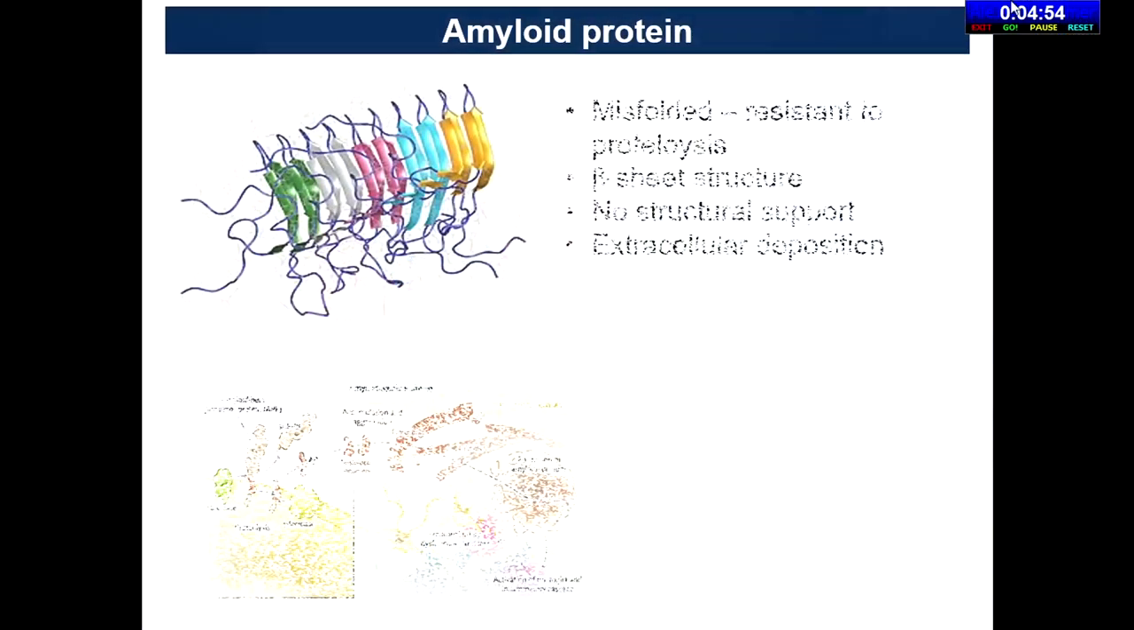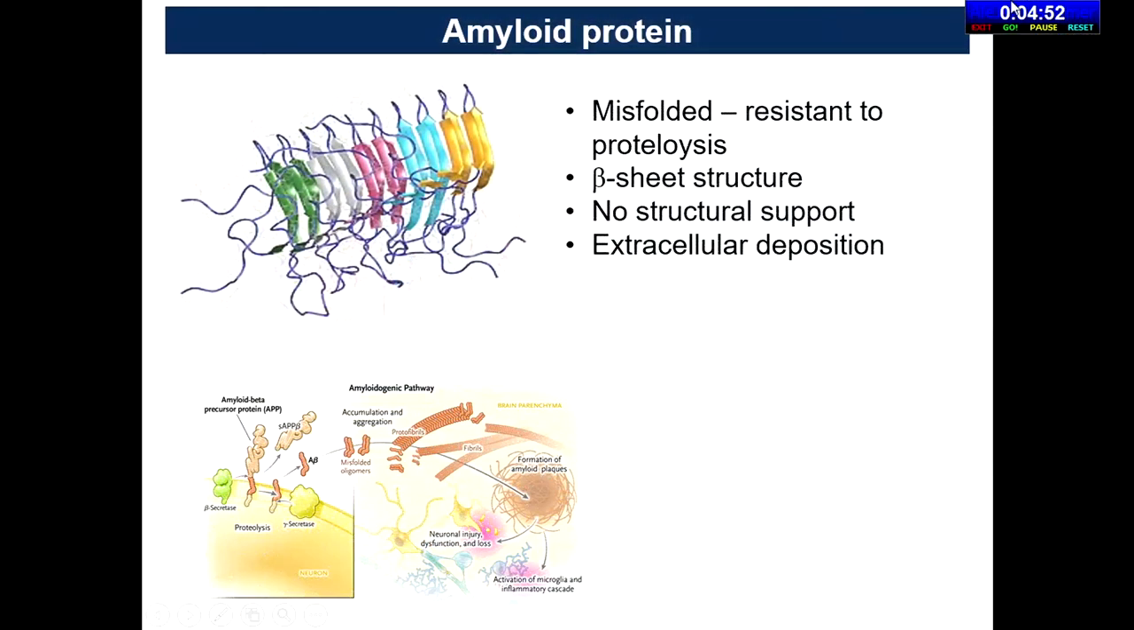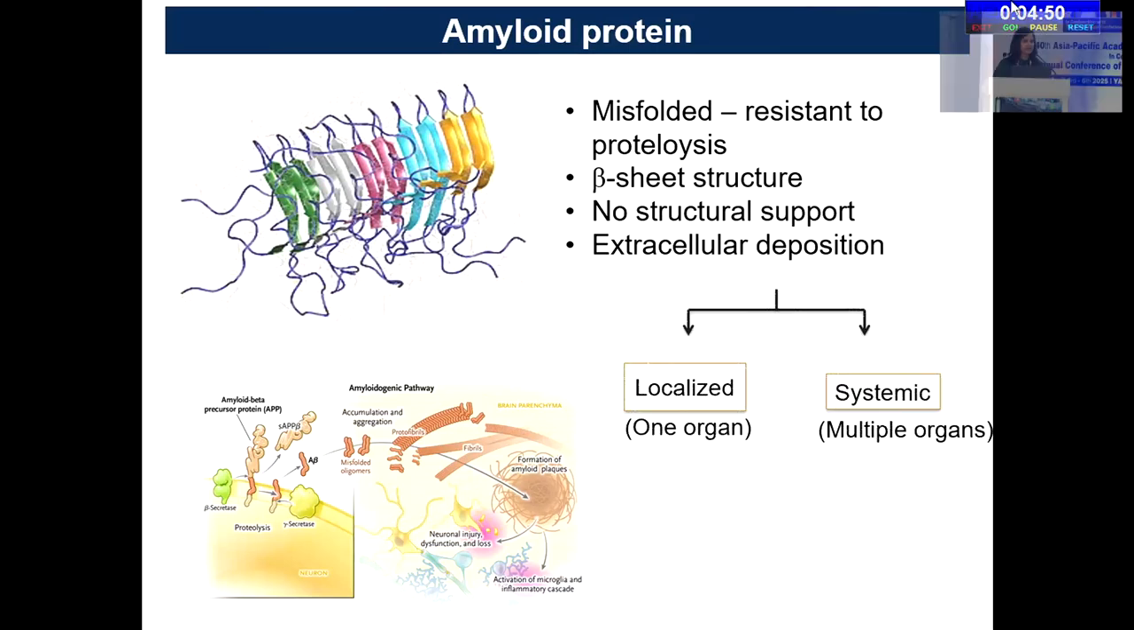Good morning. The title of my paper is Ocular Tail of Misfolded Protein. It's a case series of conjunctival amyloidosis. So amyloid protein, we know that it is a misfolded protein. It does not provide any structural support. It gets deposited in the organs and it leads to organ dysfunction.